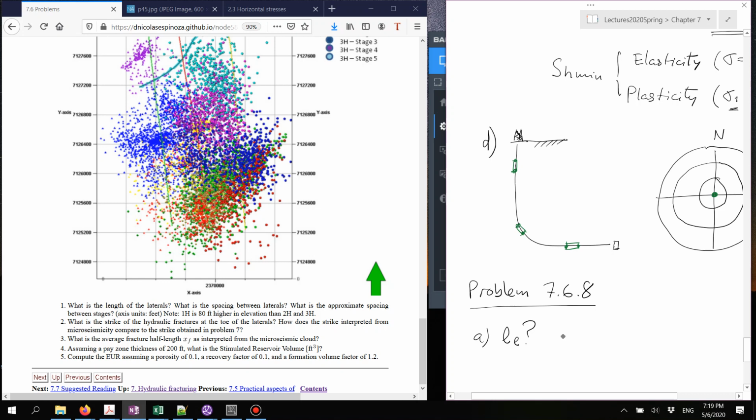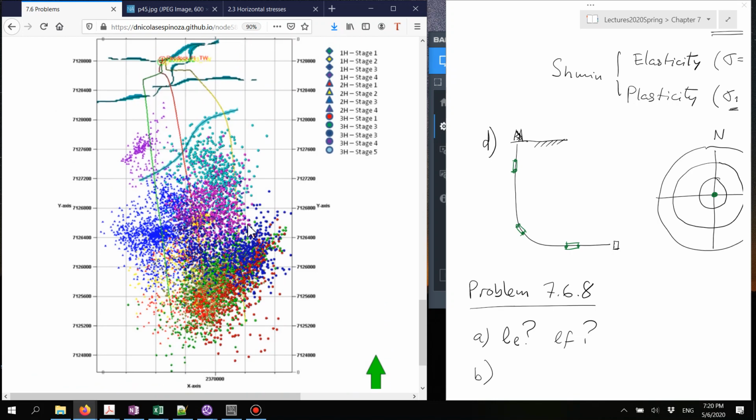Okay, so this is number A, and number B, I'm asking for more or less to tell me what is the strike of the hydraulic fractures at the toe of the laterals. So the laterals are these wellbores, right? The toe would be over here at the tip of the wellbore. Remember, these are called the heel and the toe with an analogy of a foot.